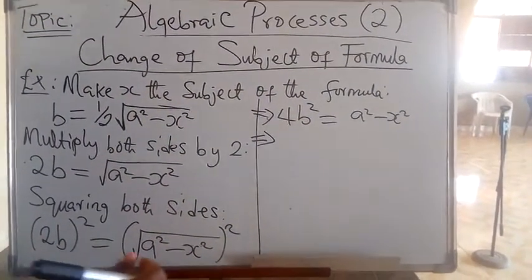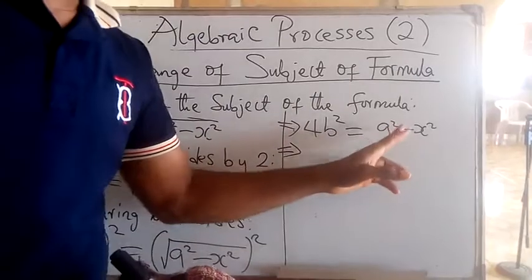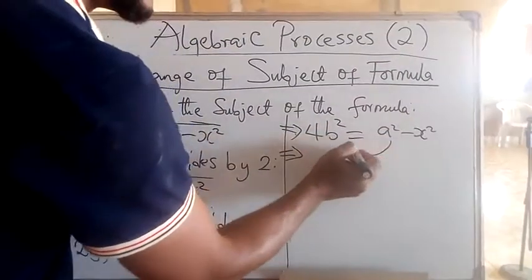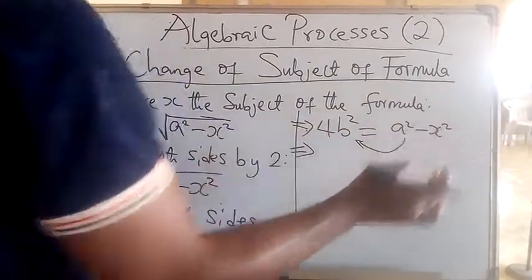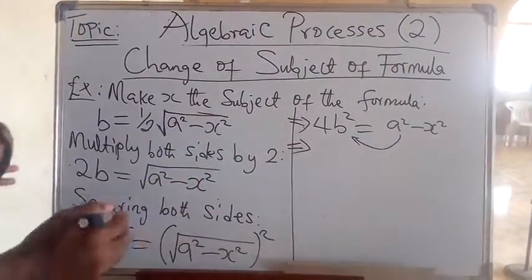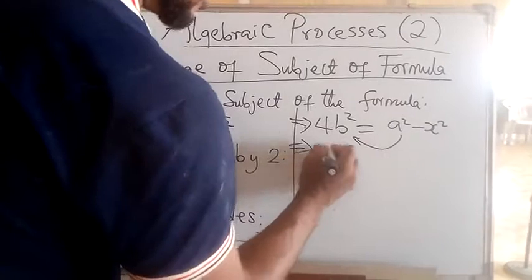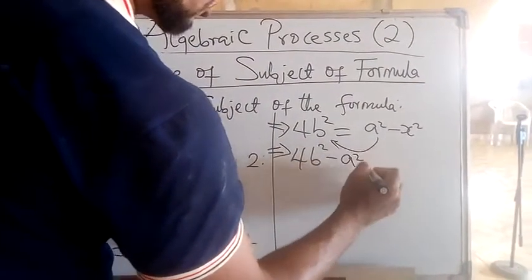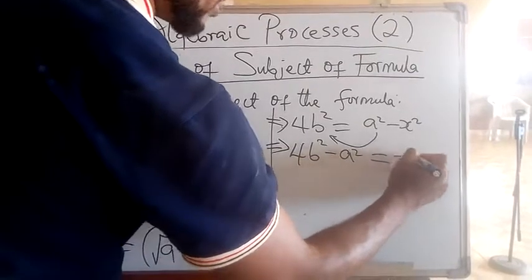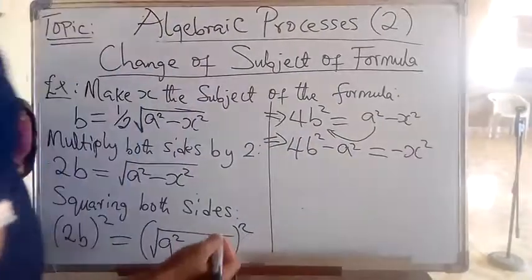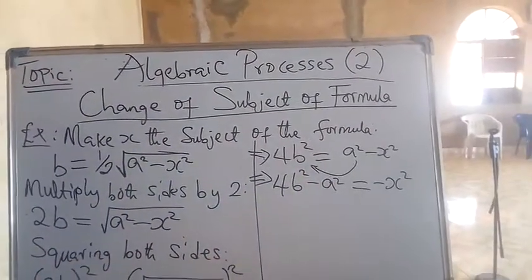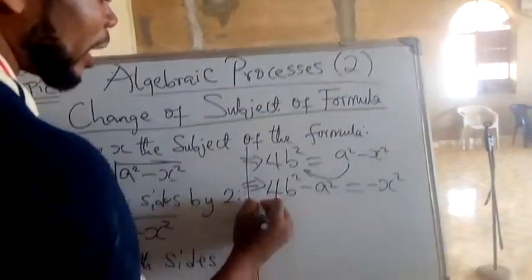Okay? So the next step we're going to be taking here is to move this one to the other side, so that x squared will be on its own on one side. When we do that, we will have 4b squared minus a squared is going to give us minus x squared. We can see that there is a negative sign in front of x squared here. We will multiply both sides by minus 1.